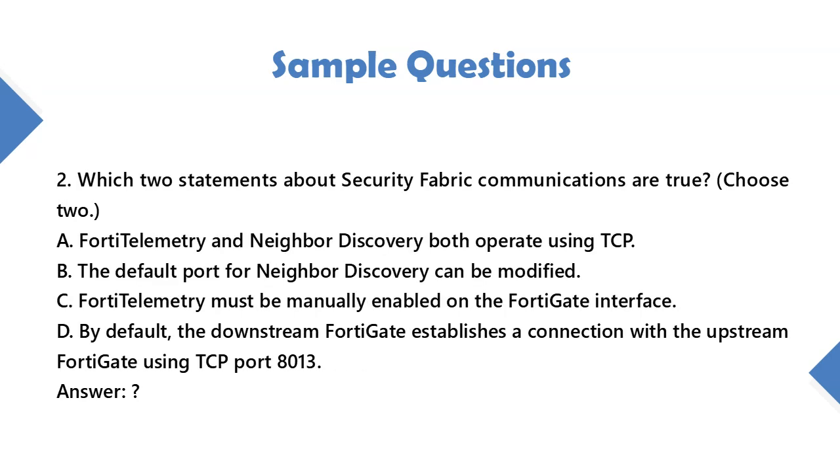2. Which two statements about security fabric communications are true? Choose 2. A. FortiTelemetry and Neighbor Discovery both operate using TCP. B. The default port for Neighbor Discovery can be modified. C. FortiTelemetry must be manually enabled on the FortiGate interface. D. By default, the downstream FortiGate establishes a connection with the upstream FortiGate using TCP port 8013.